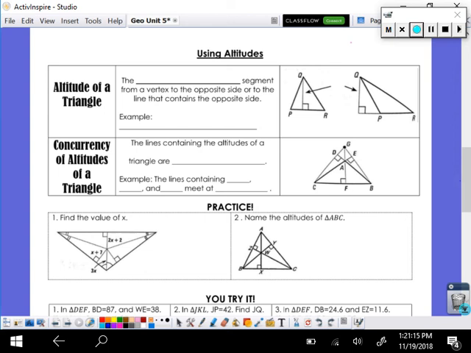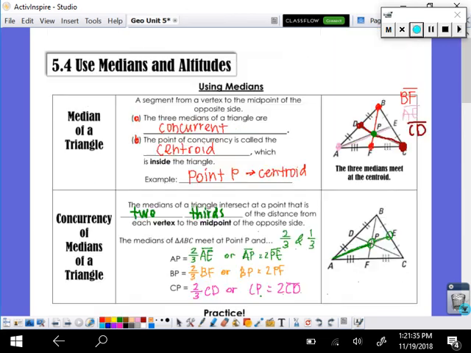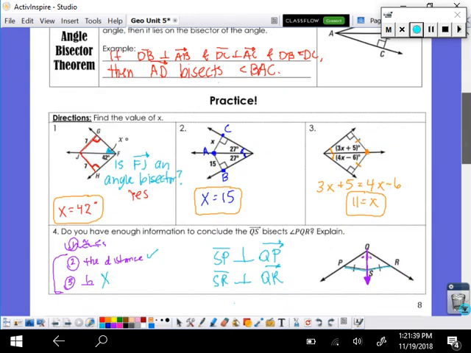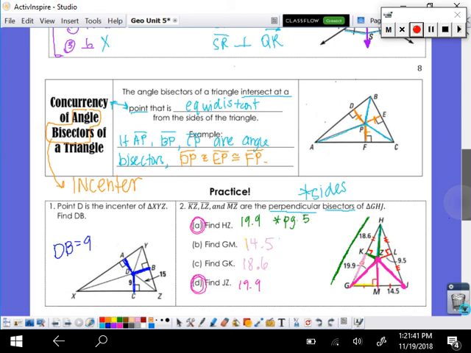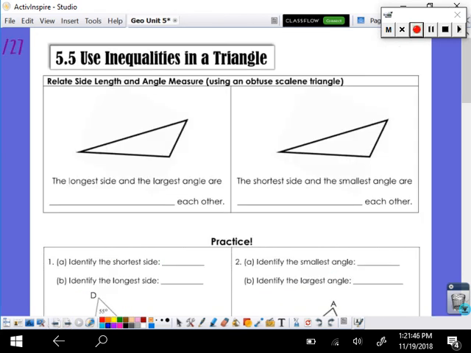B, x equals 9. C, x equals 4. Alright. So centroid is with a median, incenter, altitude, and last but not least, we have the altitude. What did I say? Incenter is not altitude. I'm not sure what I just said. Sorry, guys. Incenter is with our angle bisectors. We're about to look at altitude. I spoke too soon.